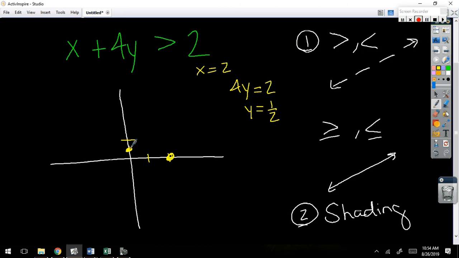So now, dashed or solid? Dashed. Terrible line here. Why is it dashed? It's not or equal to. That's exactly right. Now the question is, where should I shade?